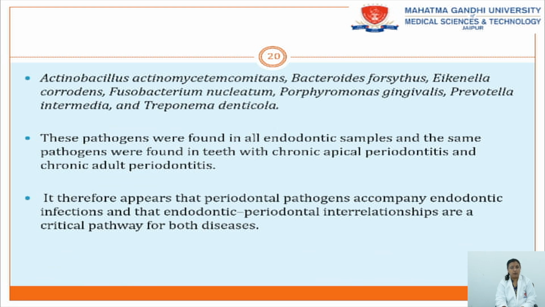Aggregatibacter actinomycetemcomitans, Bacteroides forsythus, Eikenella, Porphyromonas gingivalis, Prevotella, and Treponema denticola are also responsible. They are found in endodontic samples and also in chronic apical periodontitis cases. It therefore appears that periodontal pathogens accompany endodontic infections, and it is this interrelationship that is the critical pathway for both diseases.